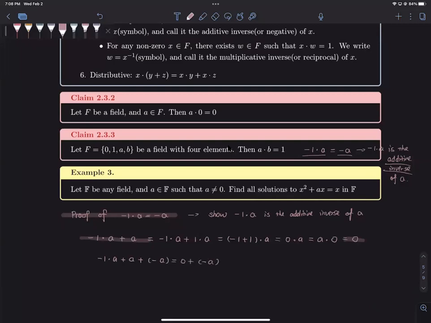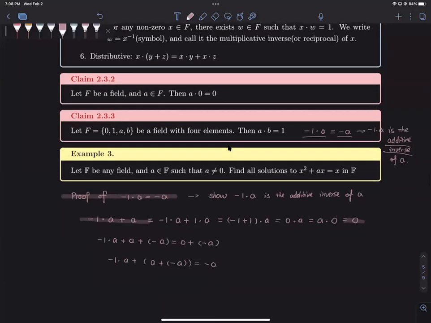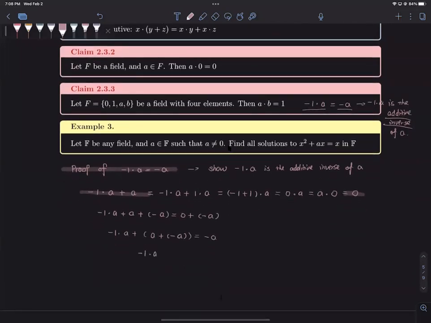Right, you don't have to do this step, but I just want to show you it's the same as this. So this is negative a times 0 plus 0 equals negative a. So negative 1 times a equals negative a. Or you can directly, from here, say that this is the additive inverse of a.